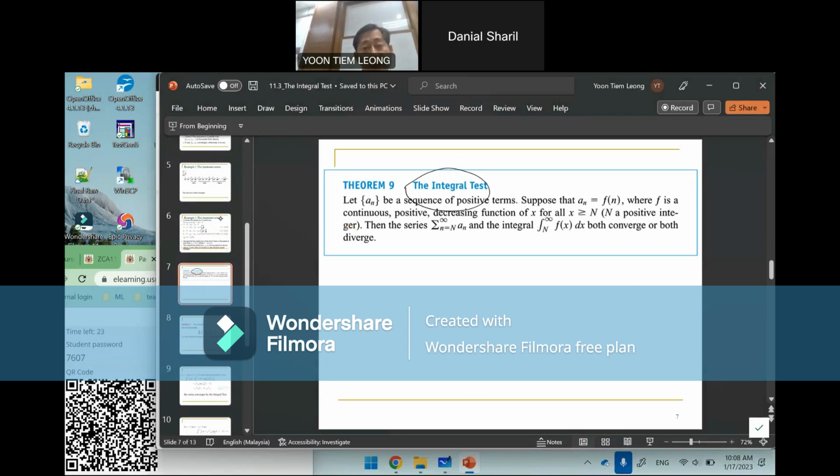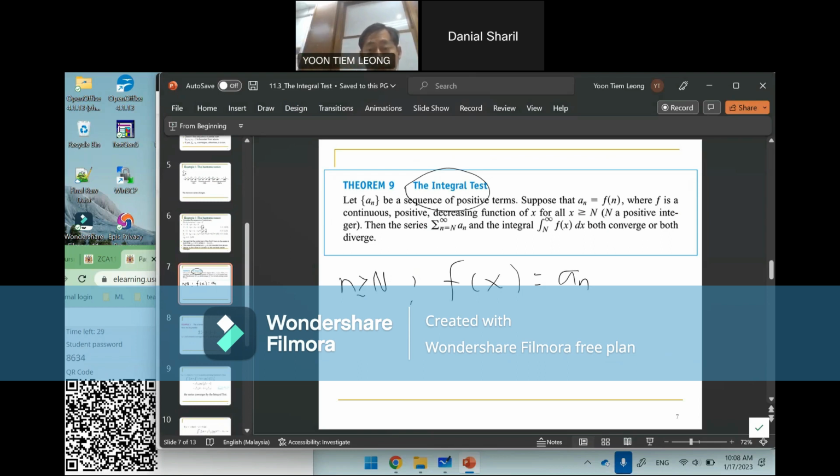So you have a sequence a_n which is all positive, and suppose you find out that for a certain number N, as long as the index n is larger than or equal to N, you can map the function f(x) to a_n such that the values of f at x equals n coincide with the values of the term a_n, and the function f(x) is decreasing for x larger than or equal to N.